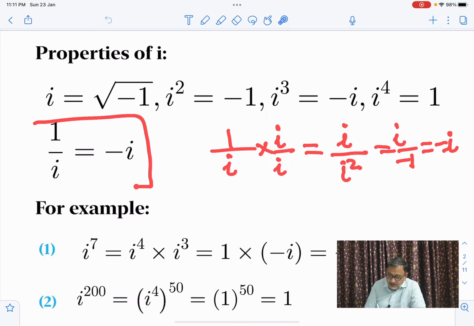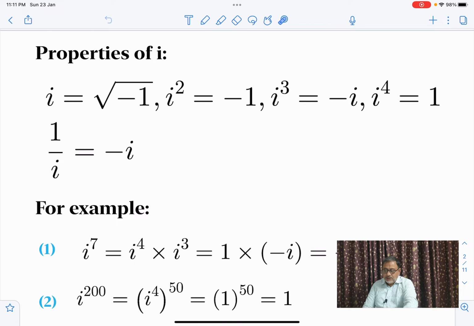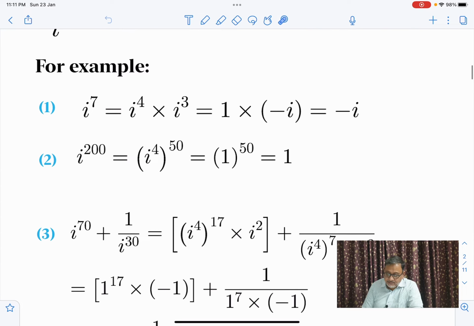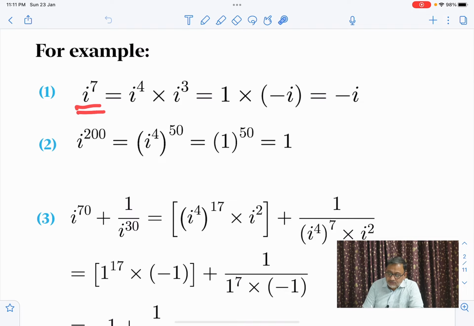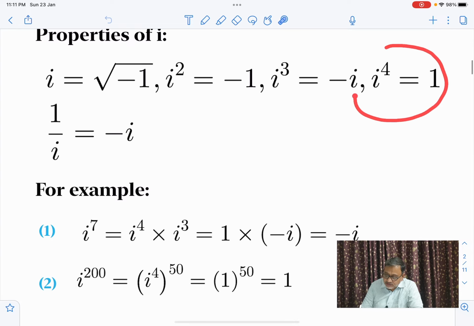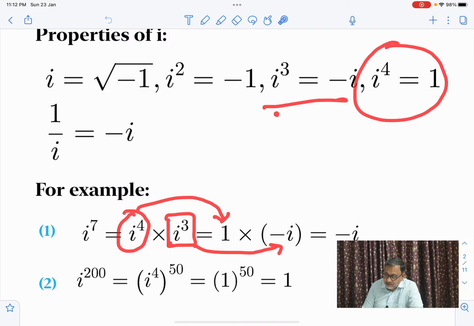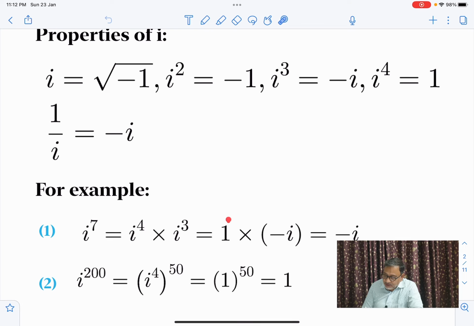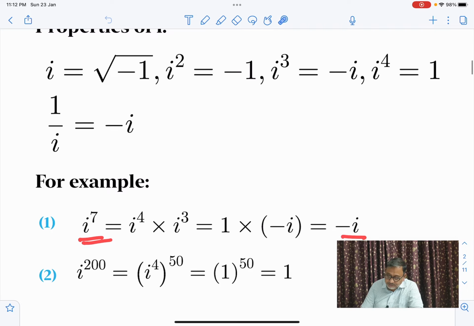So 1 upon i is equal to negative i. Okay. Now let us solve some examples based on these powers of i. So i^7, how can we write i^7? i^4 times i^3. Now i^4, as we have seen earlier, is 1. So therefore this will become 1. And i^3 also we have seen, so it is negative i. Look here, 1 into negative i is negative i. So i^7 is negative i.